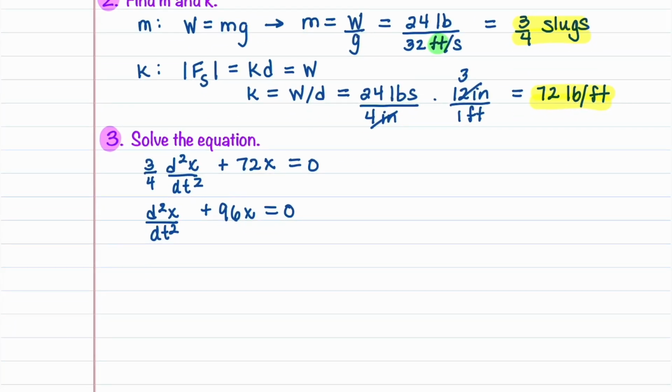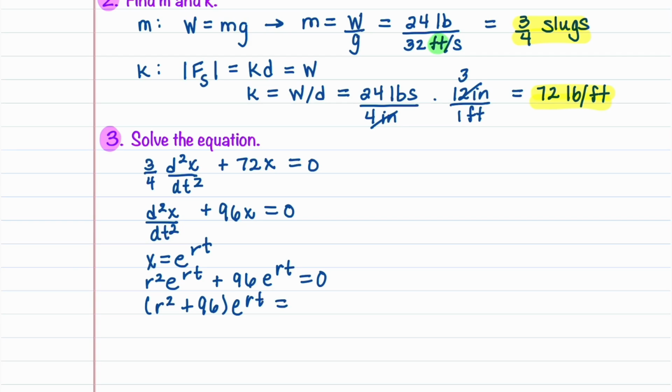is equal to 0. This is a second order constant coefficient differential equation, so we can assume that our solution is x is equal to e to the rt. Substituting this in, we get r squared e to the rt. The r squared just comes from the two derivatives. And then we have a 96 e to the rt is equal to 0. We can factor out r squared plus 96 times e to the rt. An exponential can never be equal to 0, so we are forced to set r squared plus 96 equal to 0.